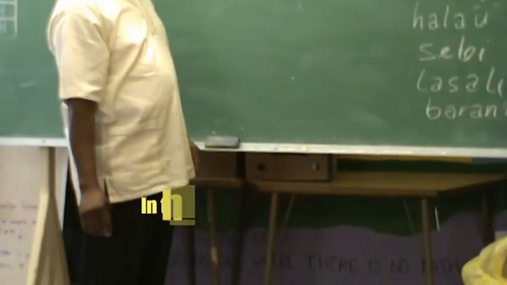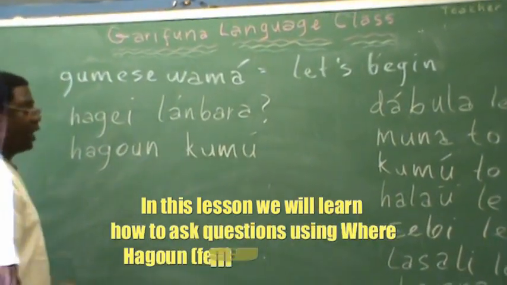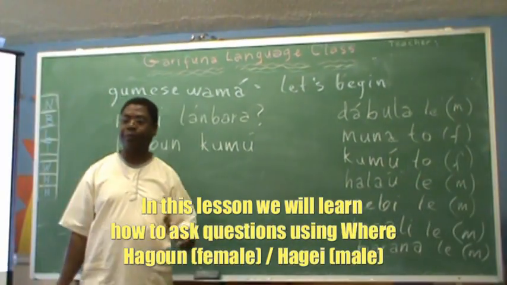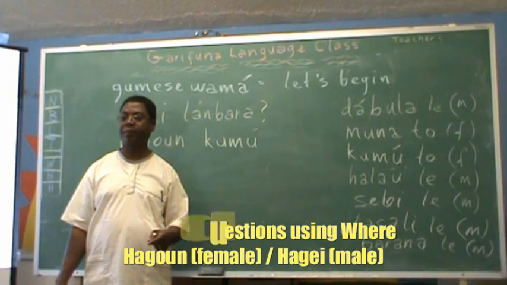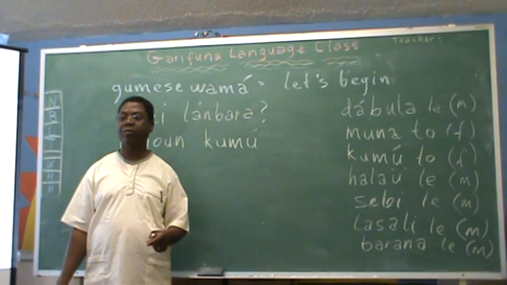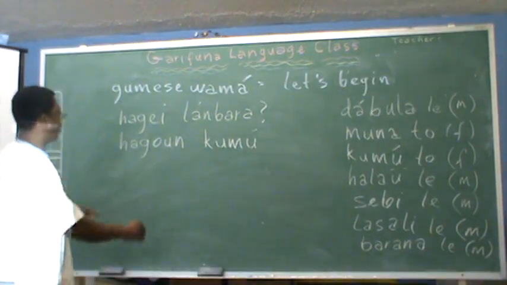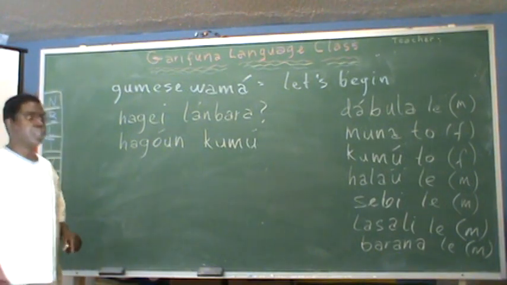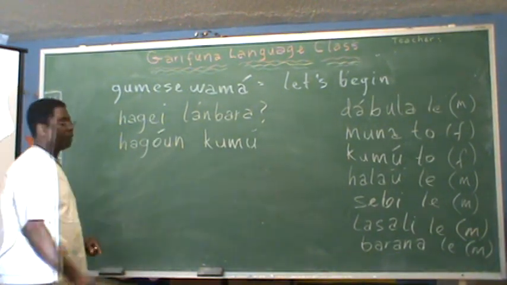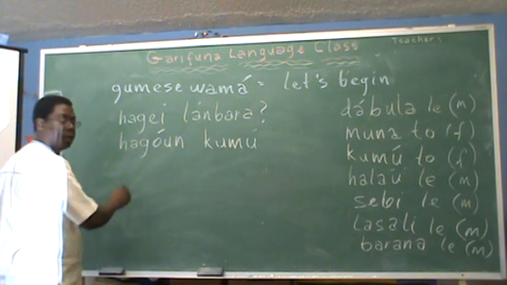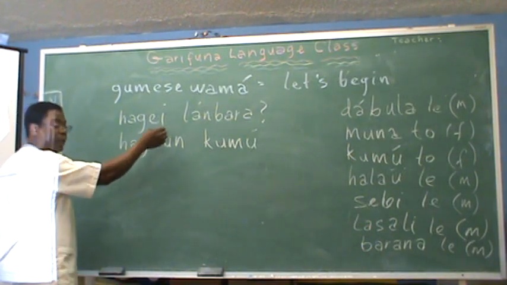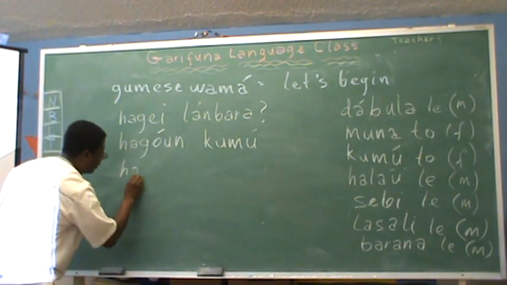So how will you ask where is the restroom in Garifuna? Hagoun, Kumu. Hagoun, Kumu. Now this word, without the accent mark, is spelled the same way.